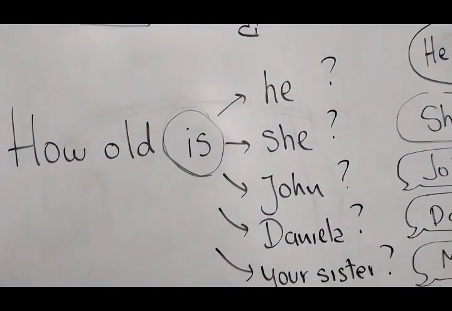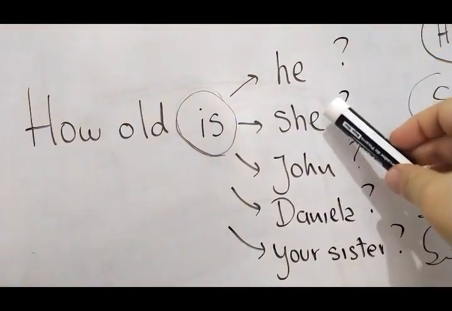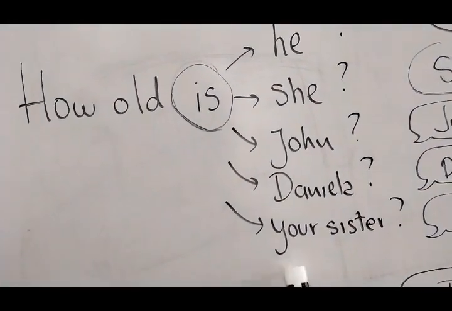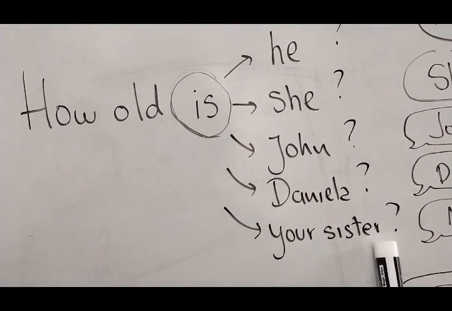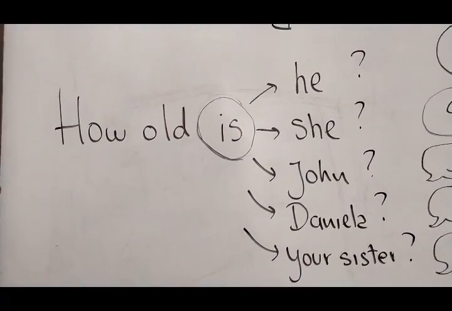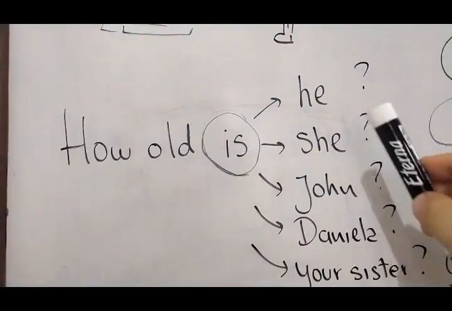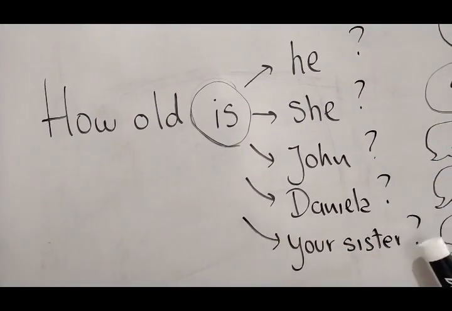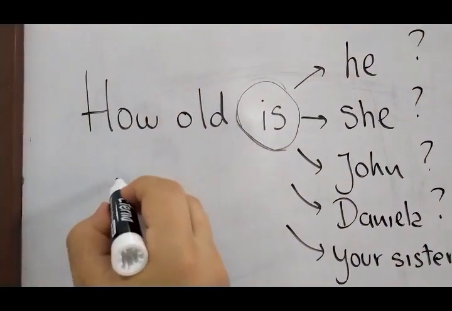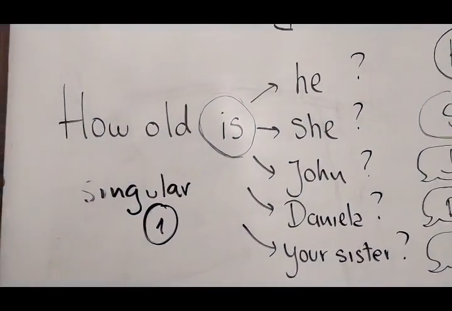Yes, in this case we use the verb to be is to ask questions using these pronouns: he, she, proper names in singular. For example, this is a noun in singular. Tu hermana is one person, your sister. So in singular we use how old is. ¿Cuántos años tiene él, ella? ¿Cuántos años tiene John? ¿Cuántos años tiene Daniela? ¿Cuántos años tiene tu hermana? In those examples we use is because we are talking about the singular. Yes, we are talking about one person in those examples.